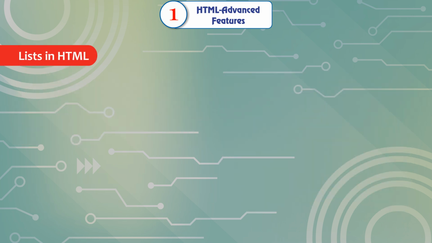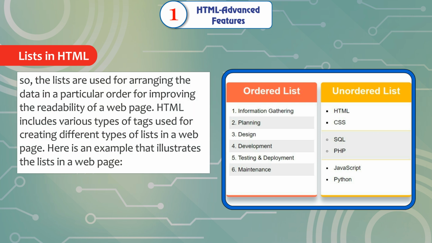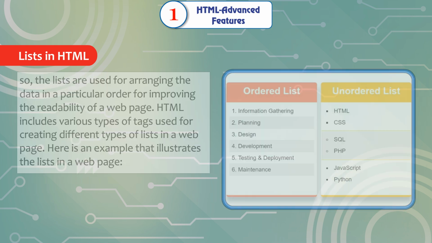Lists in HTML. A list is always seen in every document, indicating precise and meaningful information. As there are paragraphs on a web page and large texts which are unreadable for some time, lists are used for arranging the data in a particular order for improving the readability of a web page. HTML includes various types of tags used for creating different types of lists in a web page. Here is an example that illustrates the lists in a web page.